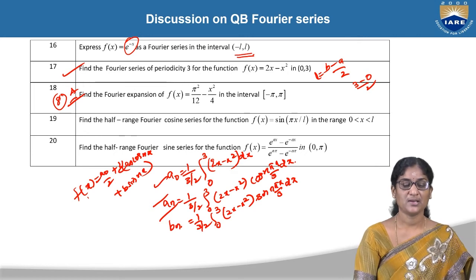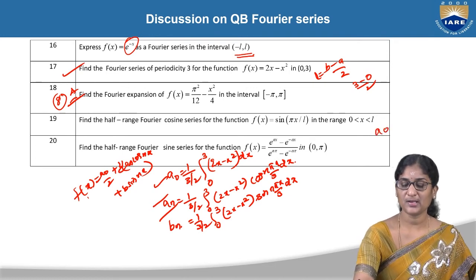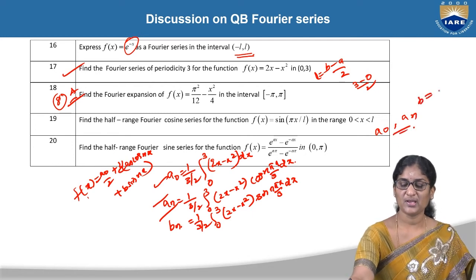and substitute in the Fourier expansion. 19th question, half range cosine series. For half range cosine series, we need to find out only a0 and an values. Only the bn value will be equal to 0 for half range cosine series, just like an even function in the interval minus L to L. So we need to find out only a0 and an, only two Fourier coefficients here. So bn will be equal to 0 for the half range cosine series.